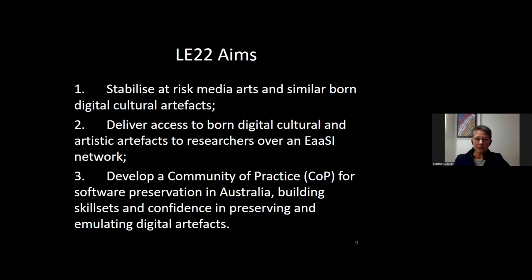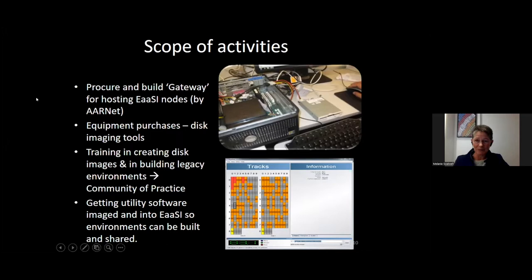The scope of our activities is going to include procuring and building the network, purchasing equipment and getting it out, and training people in how to make disk images. People are at very different stages across these different institutions. Some people are completely au fait with how to do this, and other people are really at the beginning of their journey. So we're going to be running a community of practice, setting that up and walking people through how to do some of these things that they might not know how to do, as well as training in building legacy environments.